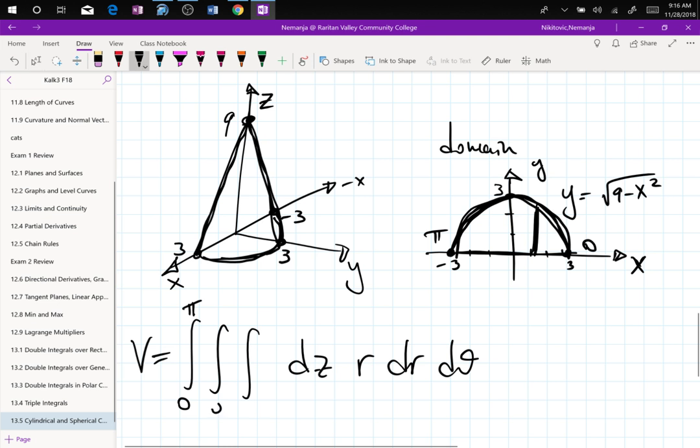0 to 3. Good. 0 to 3, because the radius stretches from the origin all the way to 3 and swings around on the circumference of the circle. Perfect. Now, what do I do for z? 0 to 9 would be a straight cylinder. It would be half of the cylinder. I have a cone.